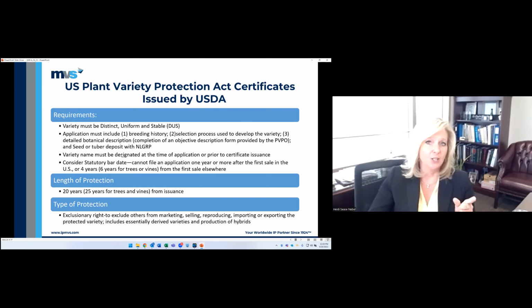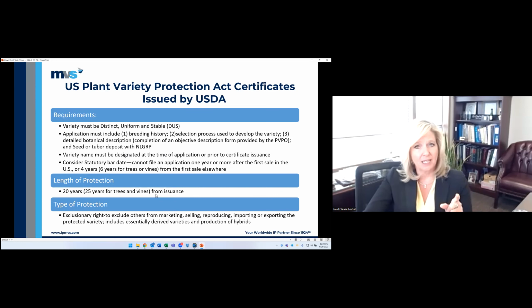For your PVP, you must disclose your breeding history, which we do not necessarily have to disclose in a utility patent application. Length of protection is 20 years again, and it stops people from marketing, selling, and reproducing the variety. And it also, in some circumstances, includes essentially derived varieties.